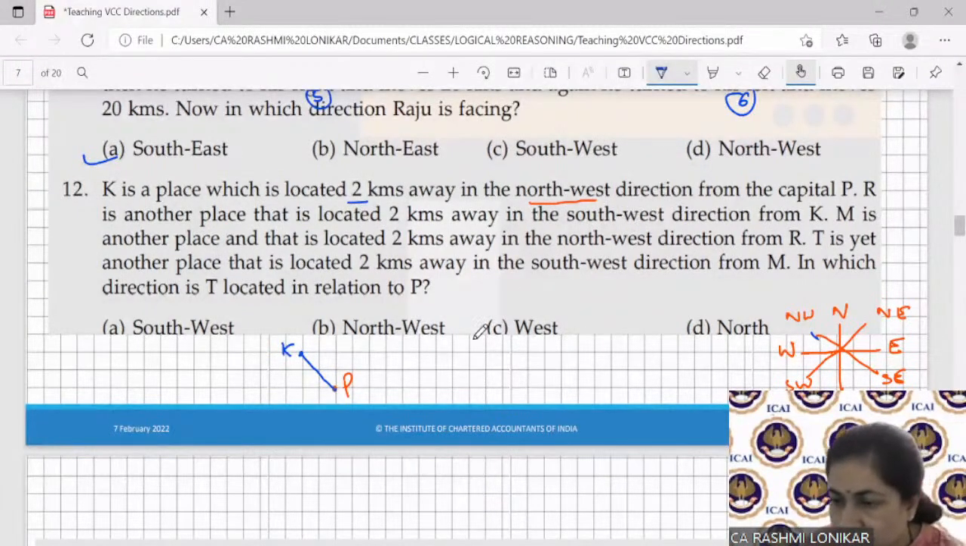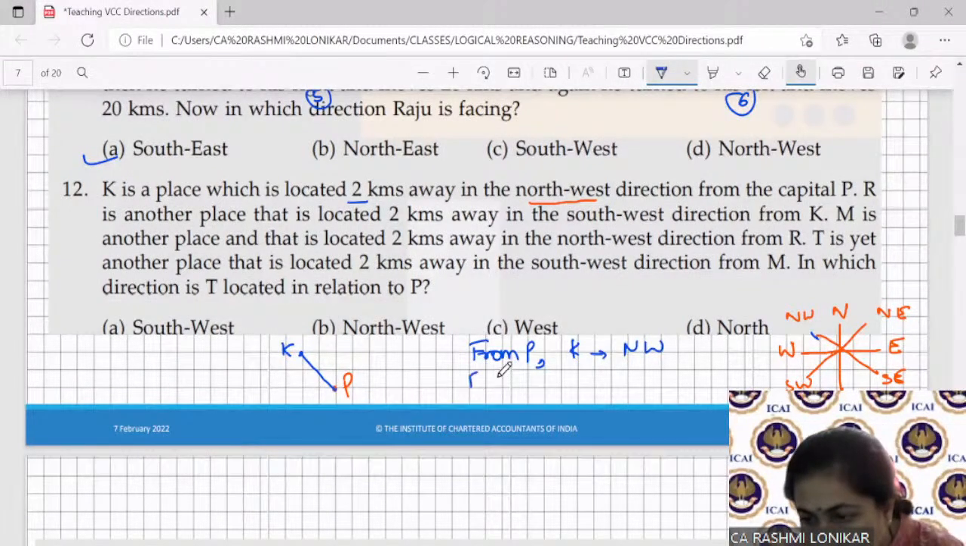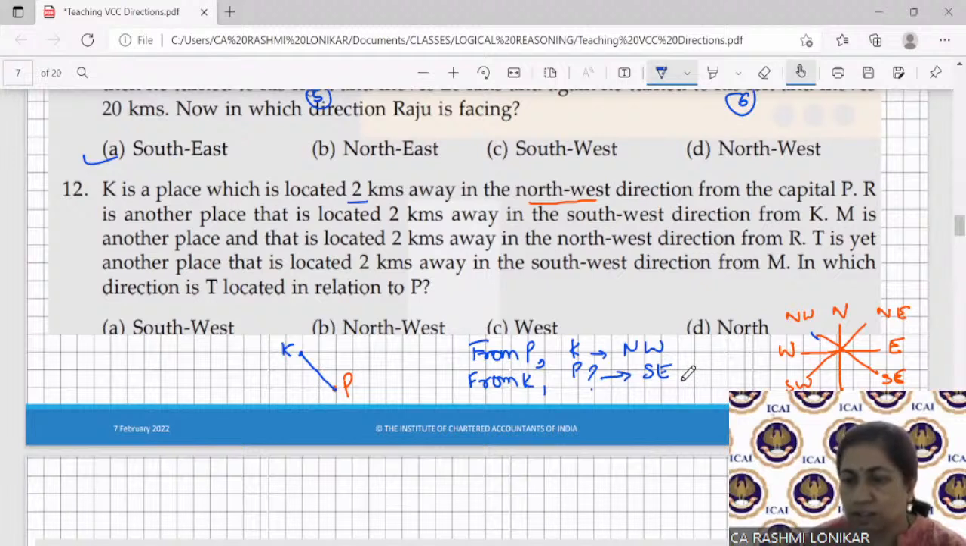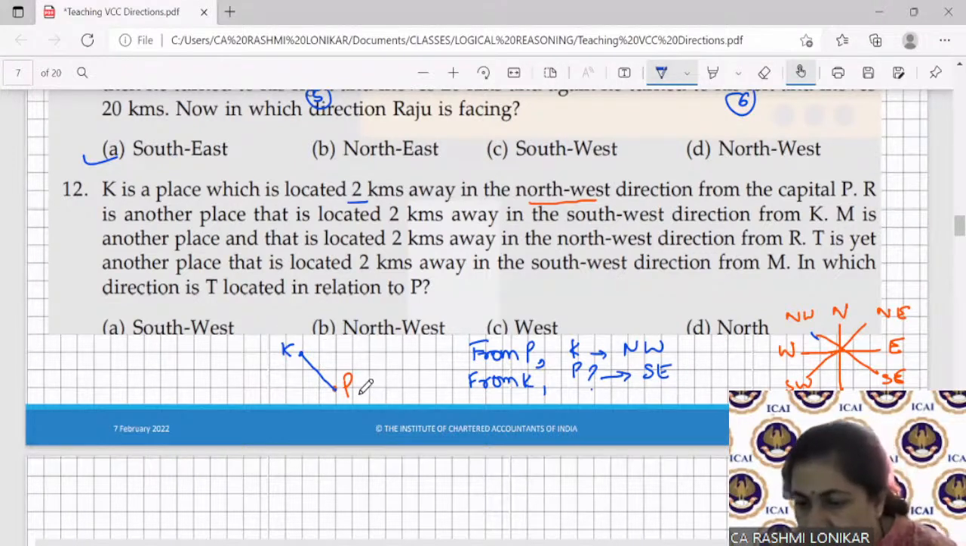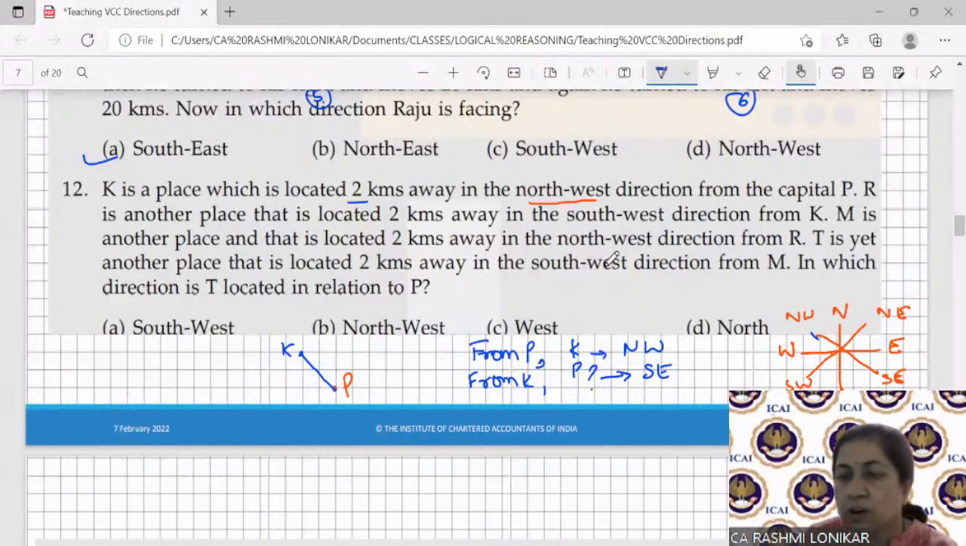Now see, from P, K is in which direction? Northwest. So from K, which direction is P? It is in the southeast direction.